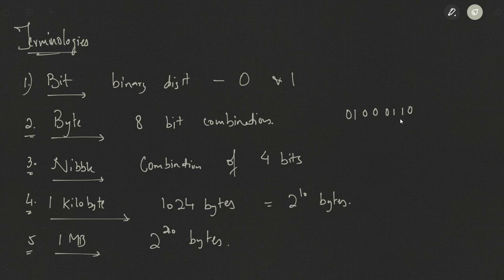Fine. If we are only talking about 4-bit combinations, that is 0000 to 1111, that will represent one nibble. Each of them will represent only one nibble.